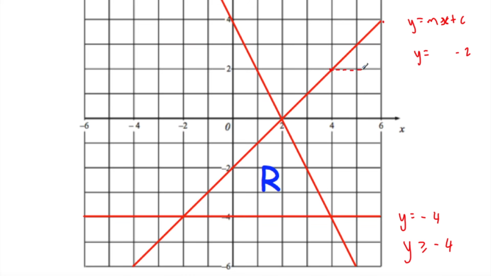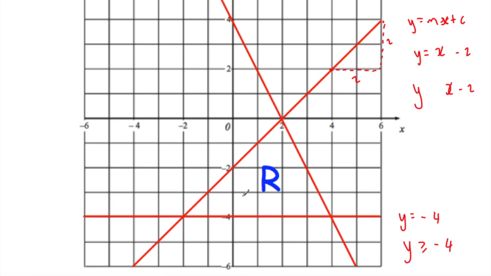The run, we're going from 4 to 6, so the run would be 2. Then in terms of the rise, we're going up from 2 to 4, so the rise would be 2, and 2 divided by 2 is 1. So that means this equation would be y equals 1x minus 2, or just x minus 2, because we would write x rather than 1x. Okay, so that's the equation of the line, y equals x minus 2. Now we want to find out what the inequality is, so we've got y and x minus 2.